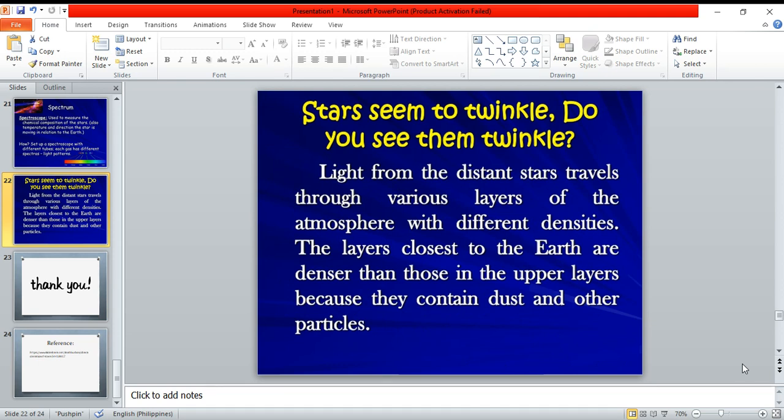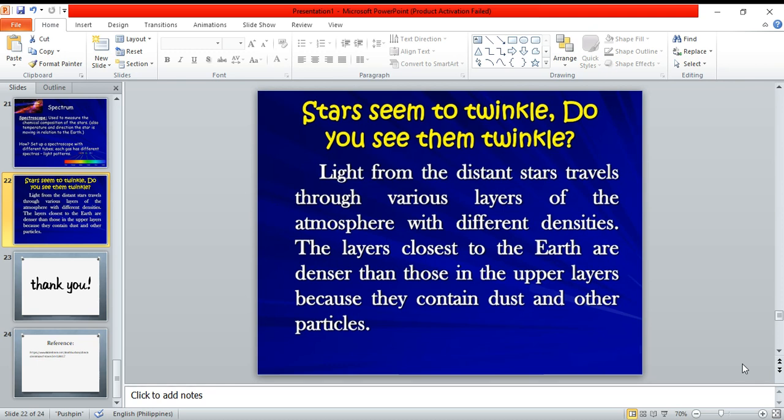You have noticed that stars seem to twinkle. Do you see them twinkle? We see it every night. Light from a distant star travels through various layers of the atmosphere with different densities. Astronomers say that stars do not really twinkle. They just appear to twinkle when we see them from the surface.